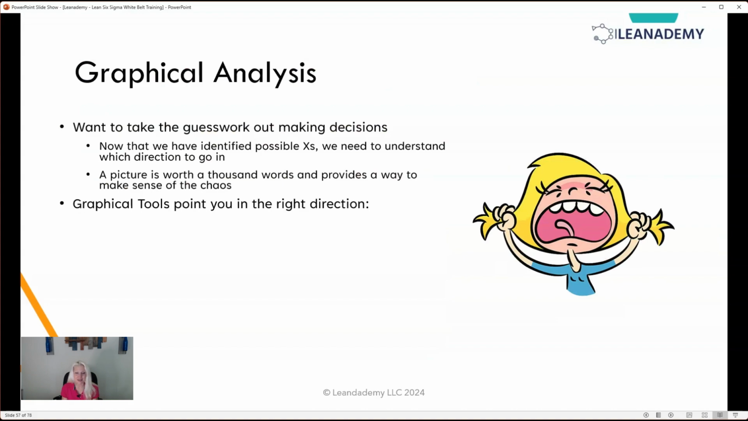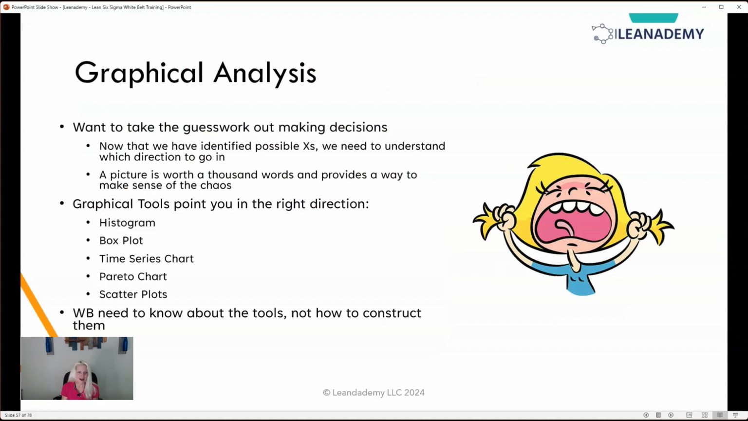So graphical tools that can point in the right direction are going to be a histogram, a box plot, time series chart, a Pareto chart, or scatter plots. As a white belt, white belts just need to know about these tools, not how to construct them. That's what your higher belts would do, like a green belt or a black belt.